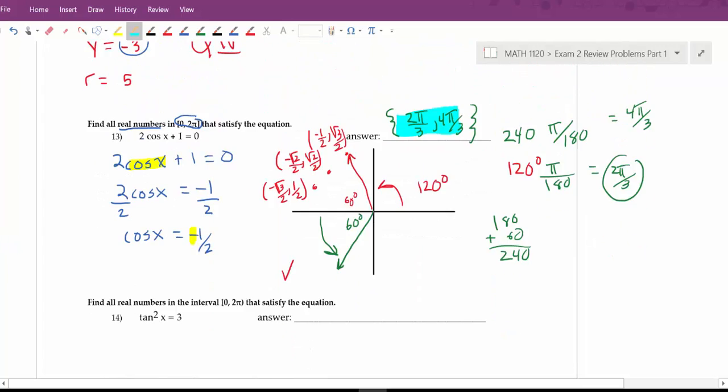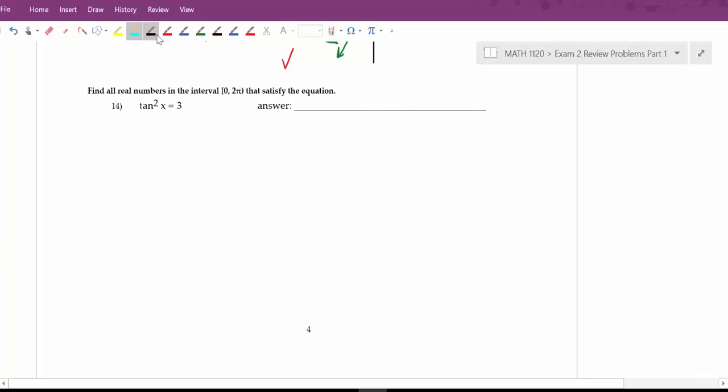Okay, now if we go down to number 14, this one you already have a trig function that's isolated. So this would be an example of a problem. If you want to change the tangent squared to a tangent, you would have to take the square root of both sides. And when you take the square root of both sides, one of the things you want to be sure you do is put a plus or minus in front of that radical 3. So what you're going to have is tangent of x equal to plus or minus the square root of 3. Okay? So basically, you're going to have an answer in every quadrant on this problem. And again, you're looking for all the real numbers that are in this interval.